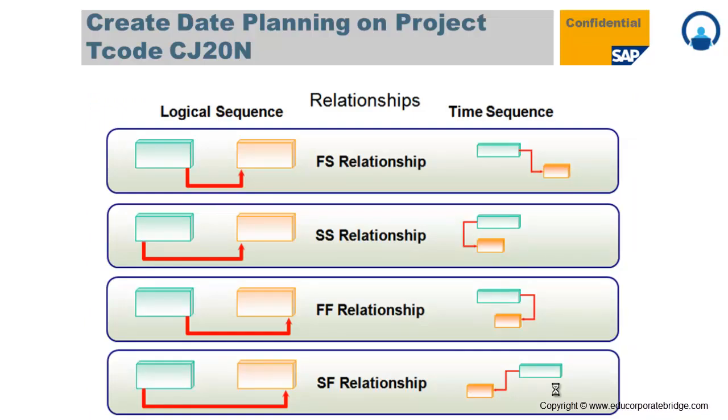You have to link the activities to each other. That is, what is the start activity and the finish activity. So whether it is a finish-start relationship, or both the activities start simultaneously, then it is a start-start. If both the activities finish simultaneously, it is finish-finish, or it is a start-finish. So there are different kinds of relationships which you need to maintain for each and every activity.